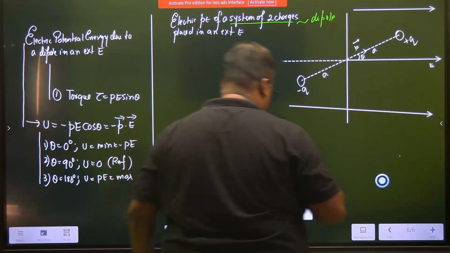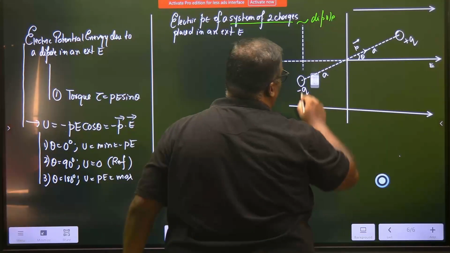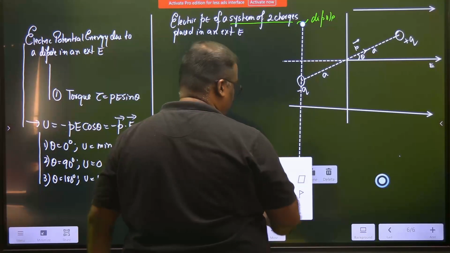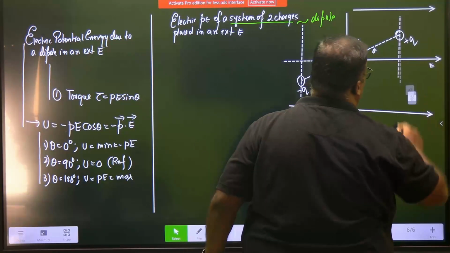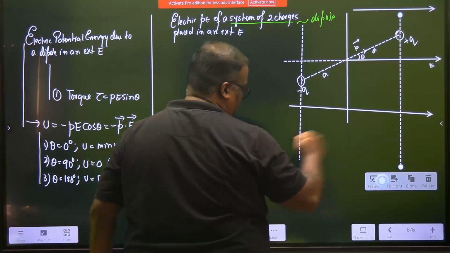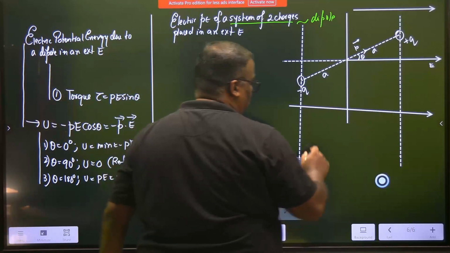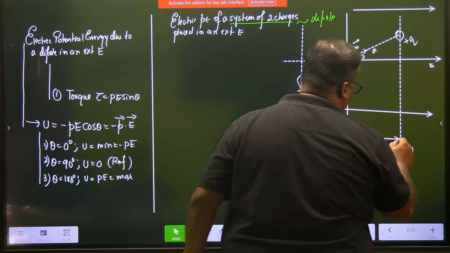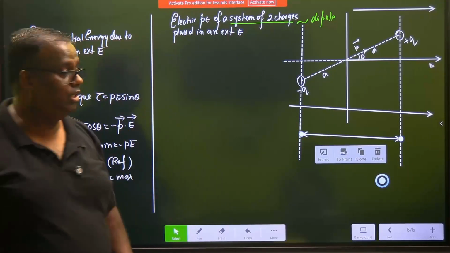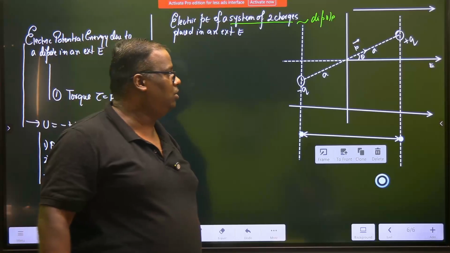If you think that it is still complicated and you want to find out the displacement, it can be found out like this. This is what I want. This is the displacement between the charges along the electric field.